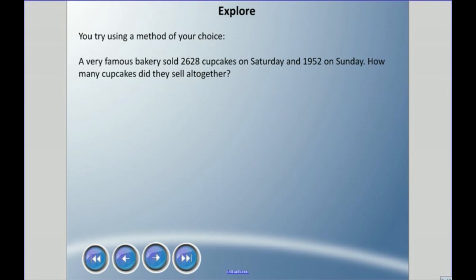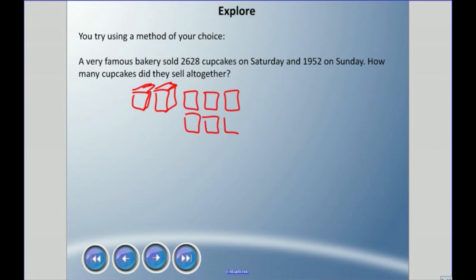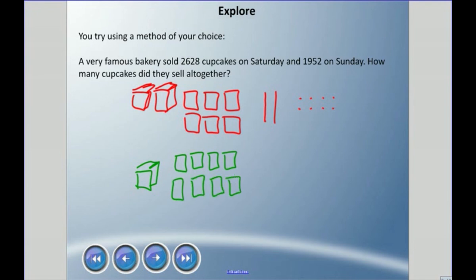Alright, we also talked about the base 10 blocks. So if I quickly drew this out, I had 2,000. I'll just do that quickly. 600. 28. And I'll use a different color here. I had 1,900. And 52.